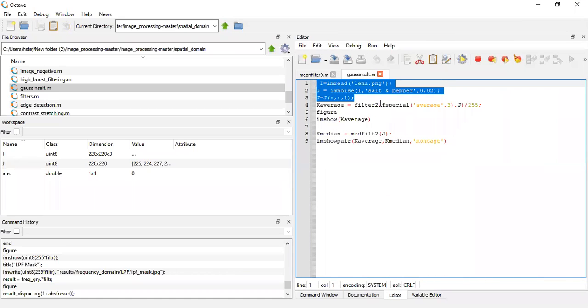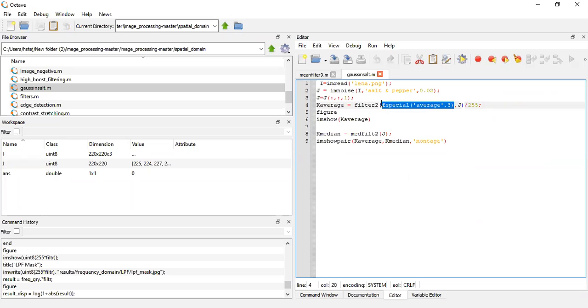Next we have to do filter, means convolution with fspecial average 3. Let us see what fspecial average 3 does. So let us run only the fspecial average 3.